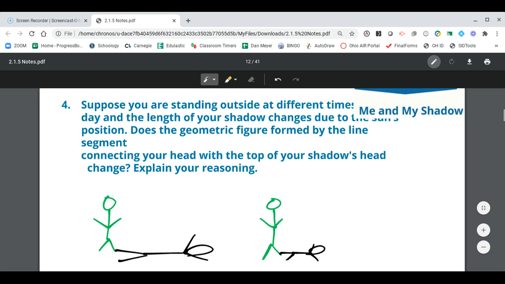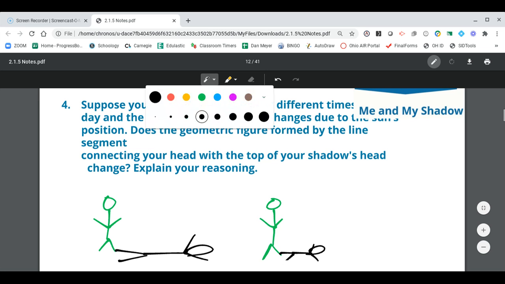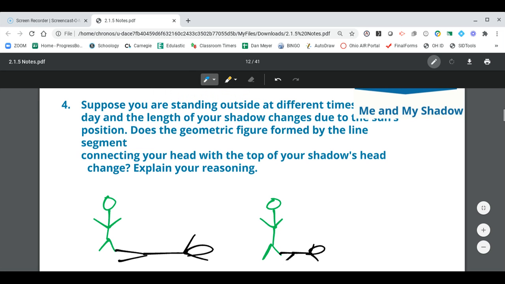So the question is, does the figure formed by the line segment connecting your head with the top of your shadow's head change at all? Well, if our shadow size changes, then definitely the geometric figure would change. They are both still right triangles, but one is larger than the other.